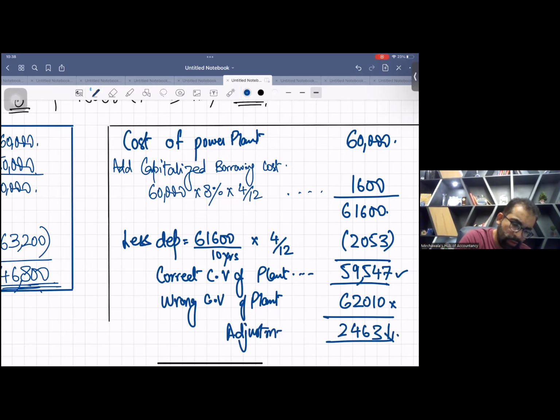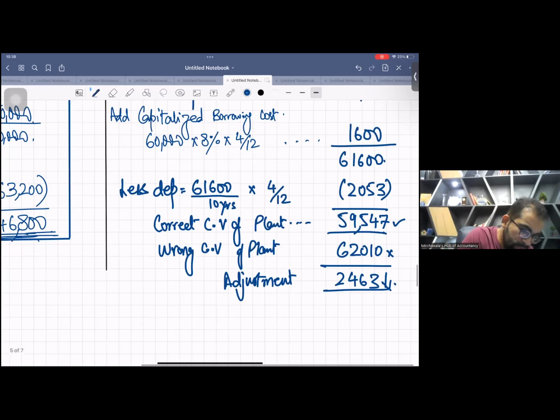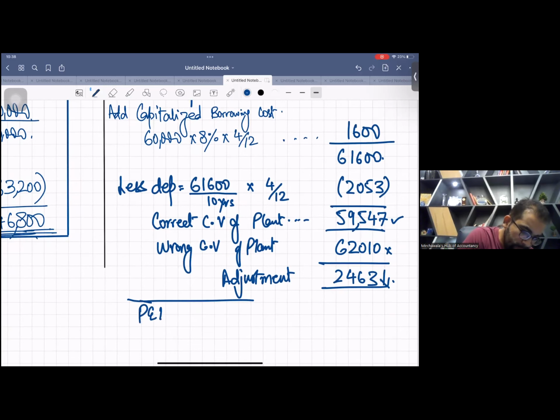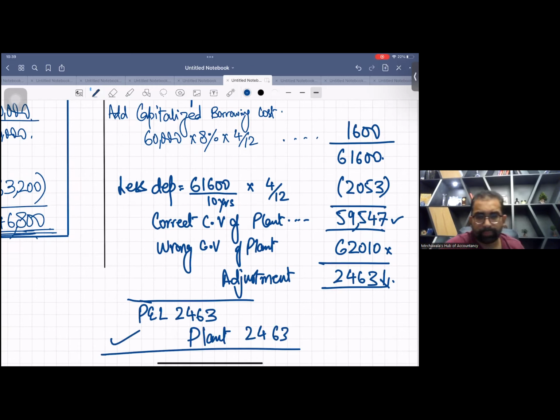And how are you going to adjust it? I already told you about the two mistakes. The first mistake was related to interest, which is an expense. The second is related to depreciation, which is also an expense. So obviously you will adjust this in P&L. Let me give you a shortcut entry, although entries are not required at all. The shortcut entry will be P&L debit 2463 and plant credit 2463. That's it. Done.